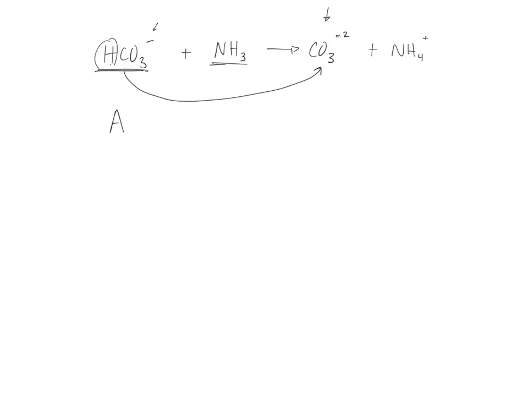This guy here, let me go red with that guy. So this guy here, when you go from there to there, it looks like he gained a hydrogen, or he accepted a hydrogen. So ammonia is going to be a base. Okay, so typically when we're doing Bronsted-Lowry acids and bases, this is an acid, this is a base.